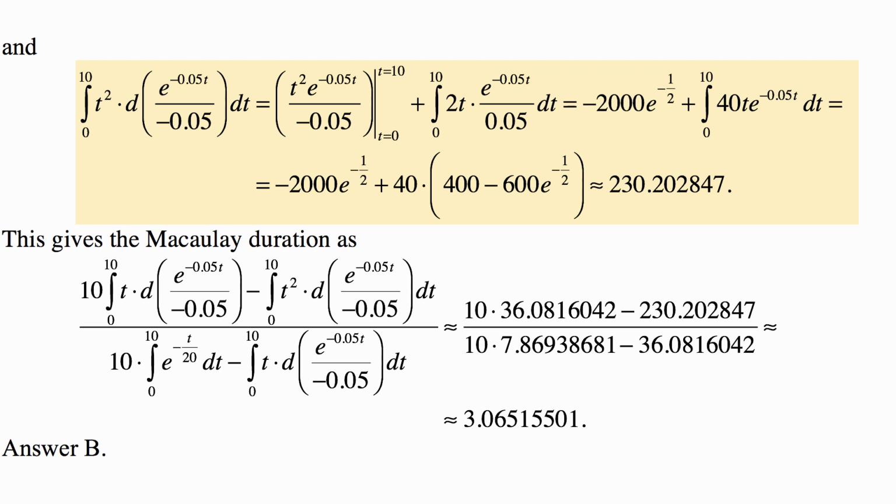That's approximately 230.202847. And the expression that we're calculating is effectively 10 times the result of the first integration by parts calculation, minus what we just calculated by the second integration by parts, over 10 times the integral from 0 to 10 of e to the minus t over 20 dt, which we evaluated, minus the first integration by parts result. That comes out to be approximately 3.06515501, which is answer B.